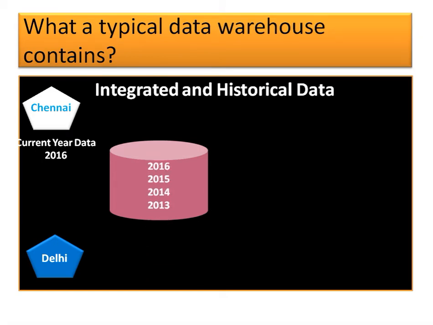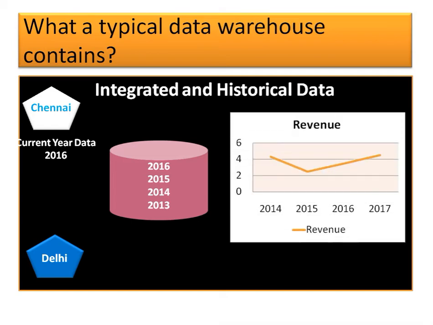But in terms of data warehouse, it will keep the historical data. So you can say 2013 to 2016 of data will be available in data warehouse, but at the same time when you go to the transactional database, you can see only the current year of data. That is called a historical storage repository, which is called a data warehouse.